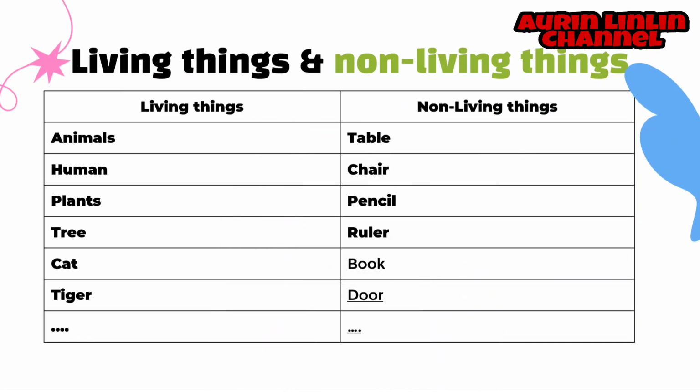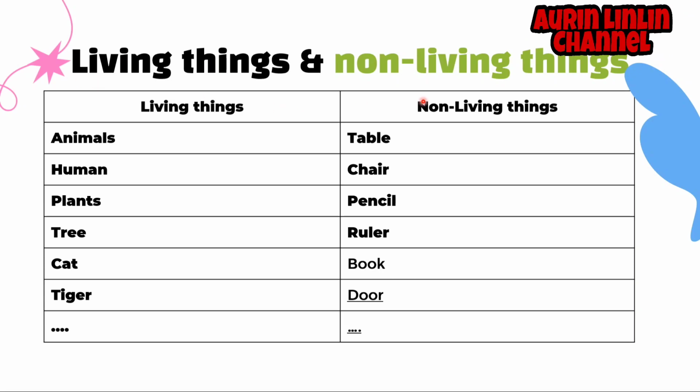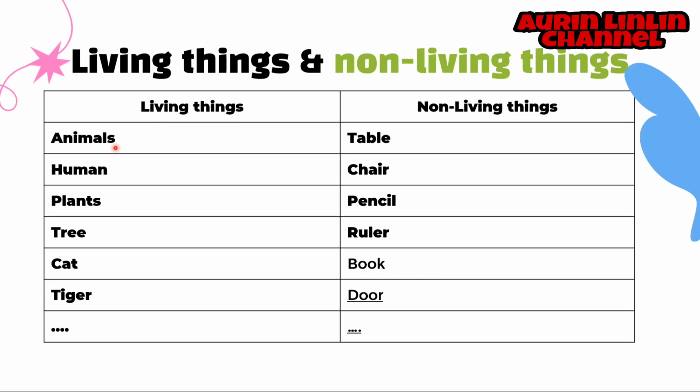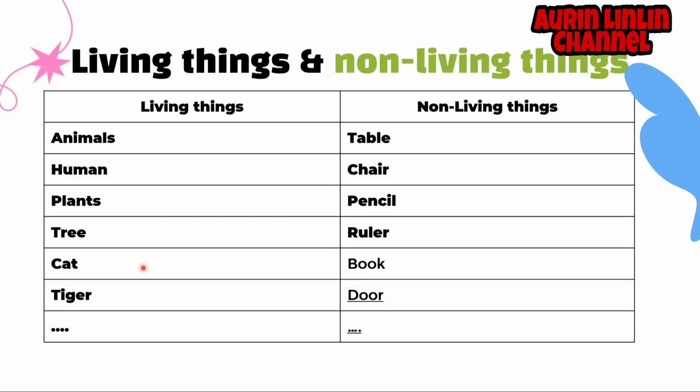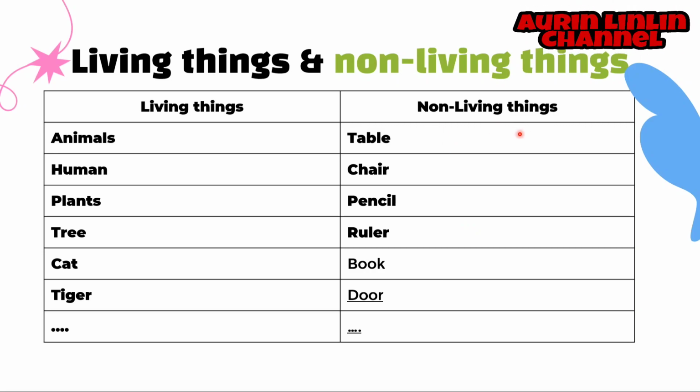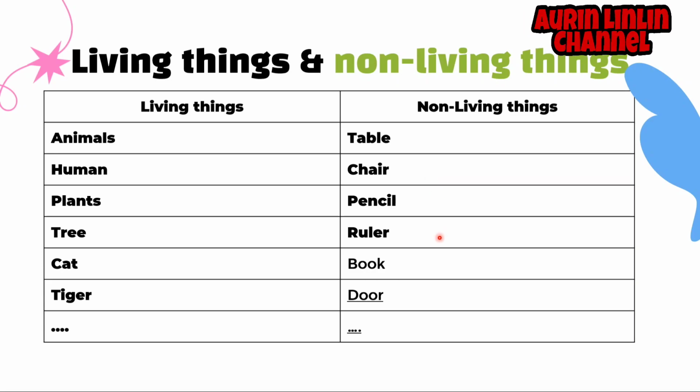First of all, let us identify some living things and non-living things around us. These are kinds of living things: animals, human, plants, tree, cat, tiger, etc. And these are the examples of non-living things: table, chair, pencil, ruler, book, door, etc.